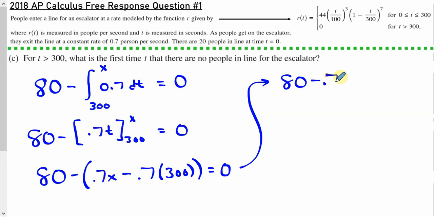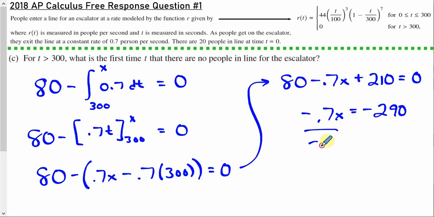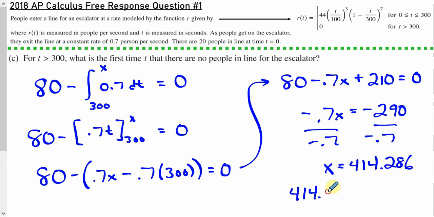80 minus 0.7x plus 210 equals 0. And we do a little solving here. 0.7x. So I add these up, I get 290. So subtract 290 and divide by negative 0.7. And we find that equals 414.286. So it takes 414.286 seconds before everybody is gone.